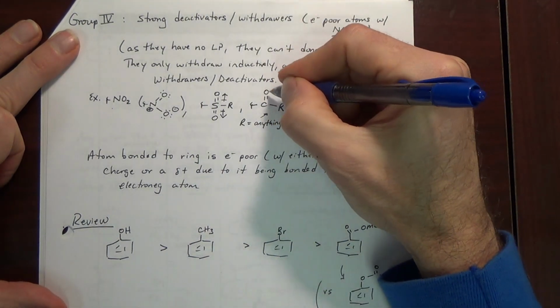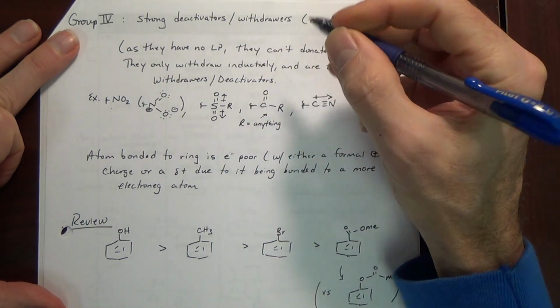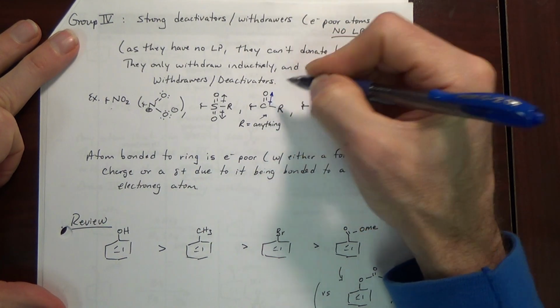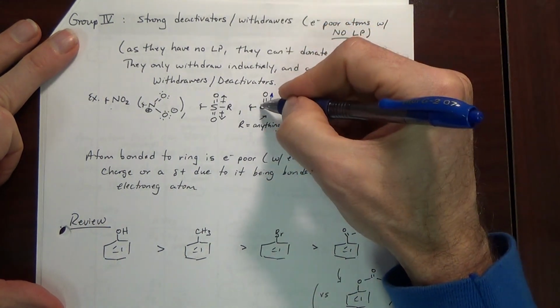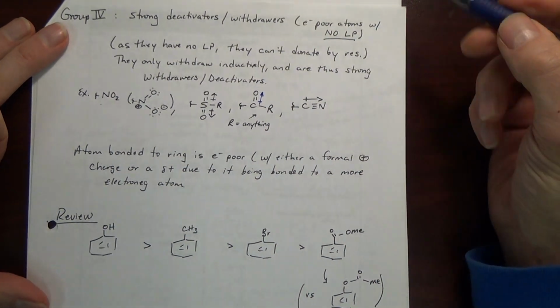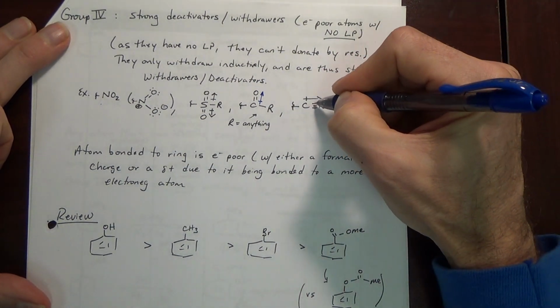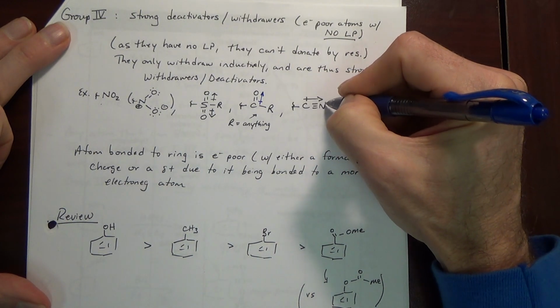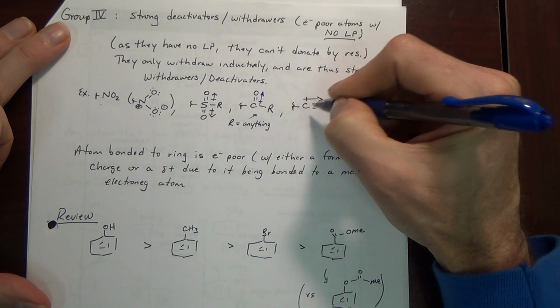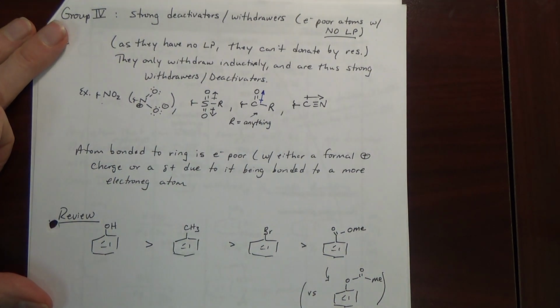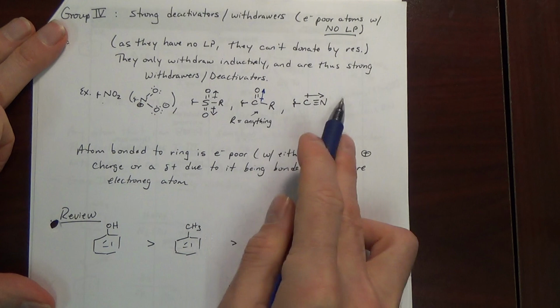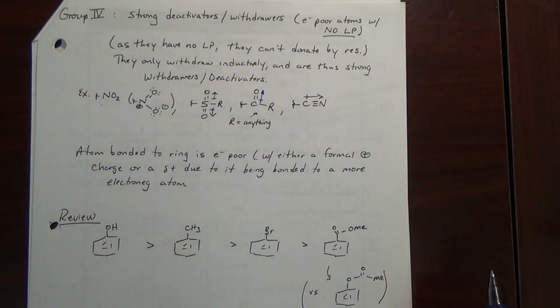A carbonyl group, which is very common. The carbon is electron poor because of the dipole here. Carbon does not have a lone pair. The cyano group or nitrile. The carbon is electron poor because of the dipole, and the carbon does not have a lone pair. So these are considered strong withdrawers and thus strong deactivators.